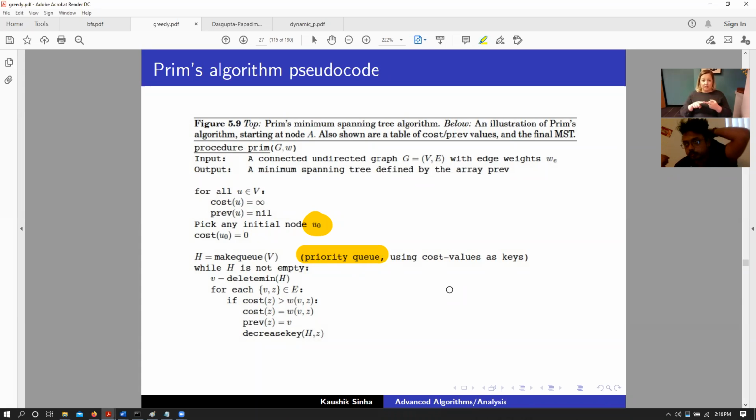So this particular idea that we are maintaining some tree and we are increasing this tree by just looking at these adjacent edges every time and picking the edge with the minimum cost. Does that algorithm ring a bell? Like, have we done this before?